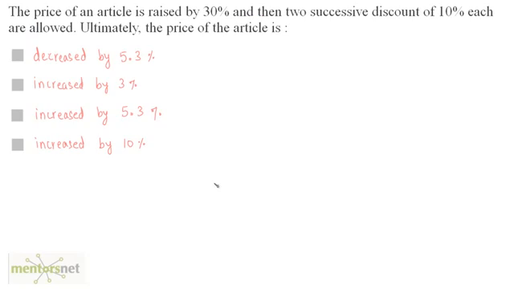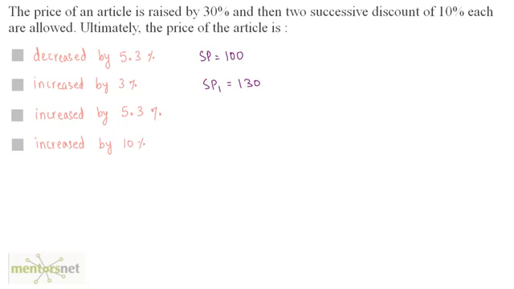The price of an article is raised by 30% and then two successive discounts of 10% each are allowed. Ultimately the price of the article is, well, let us assume that the selling price of this article be 100 rupees. Now this selling price is raised by 30%. So the new selling price, let's say SP1, is 100 plus 30% of 100, which is 100 plus 30, and that is 130.